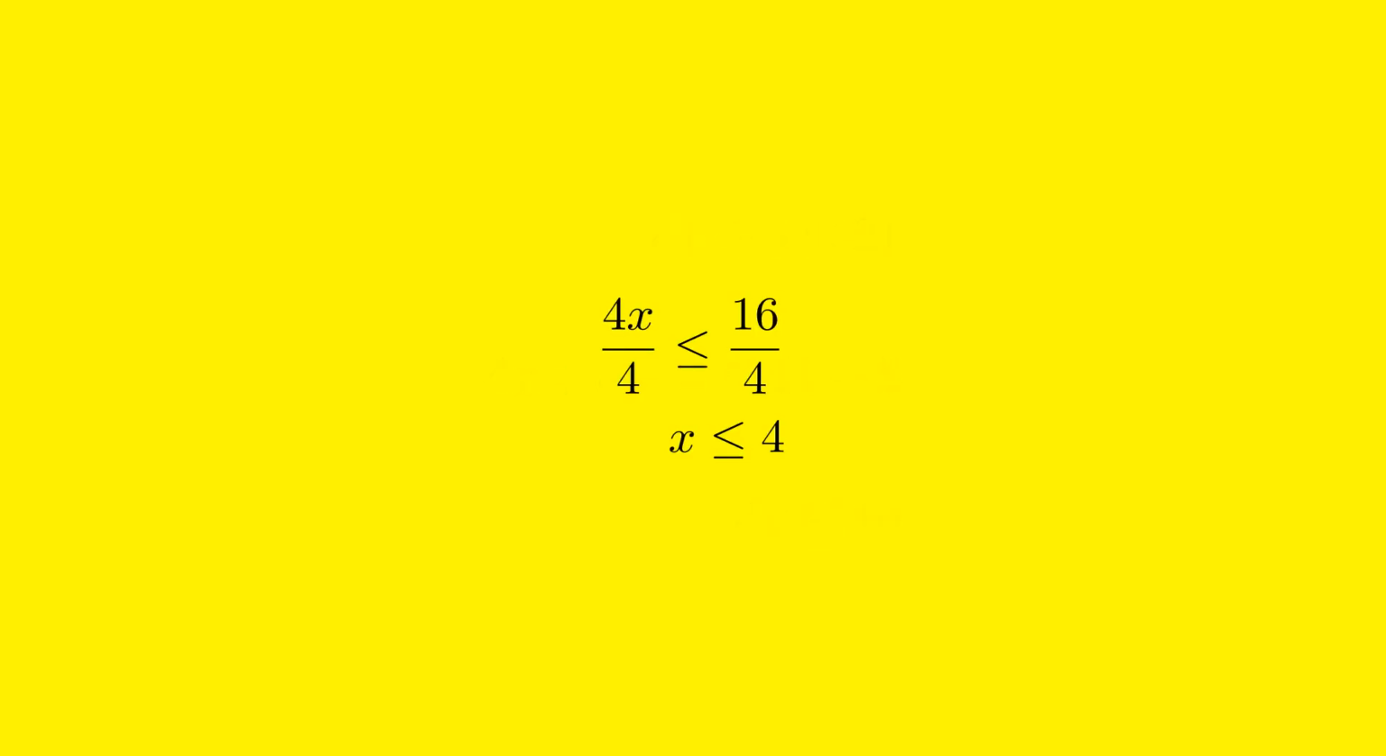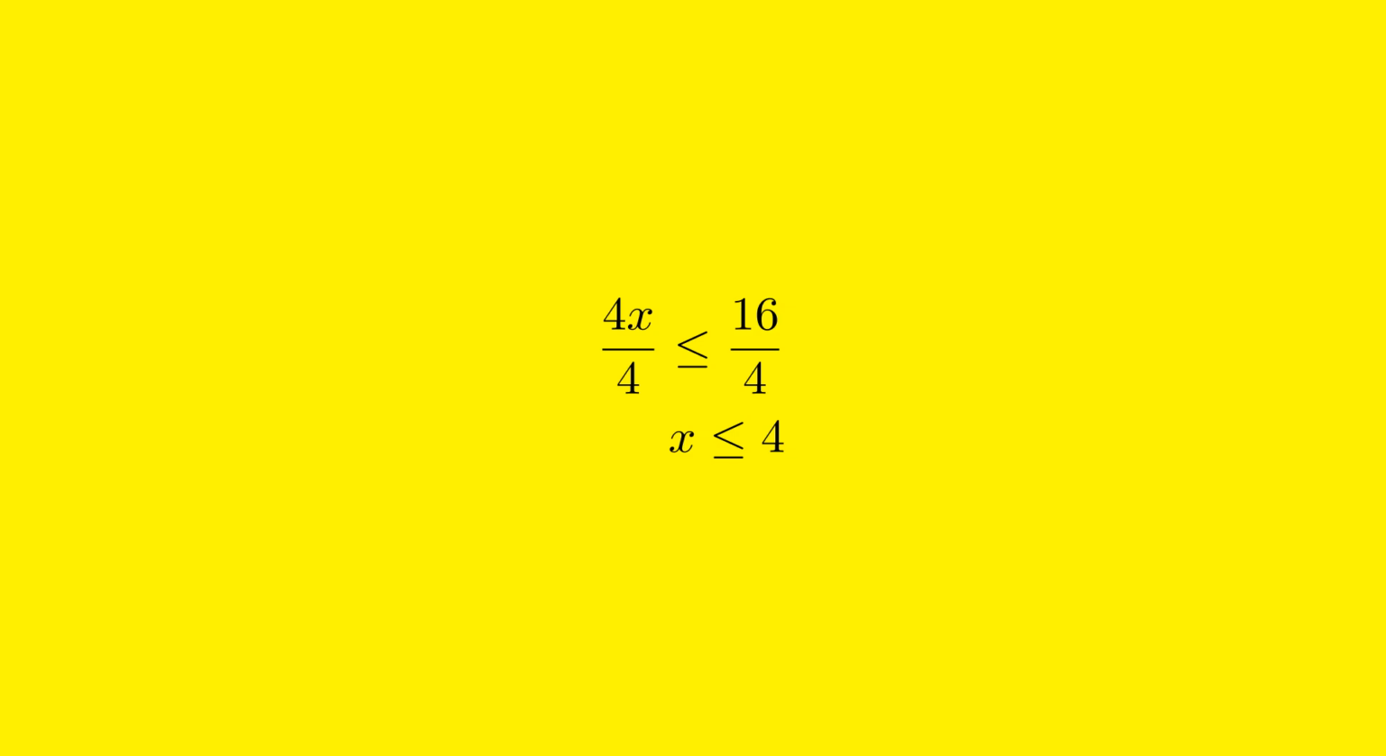Next, we need to further isolate the variable x. In the current inequality, we have 4x less than or equal to 16. To isolate x, we need to undo the multiplication of x by 4. We do this by dividing both sides of the inequality by 4. This will maintain the integrity of the inequality, similar to how we solve equations.